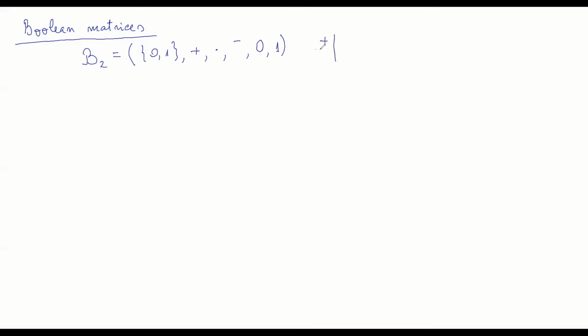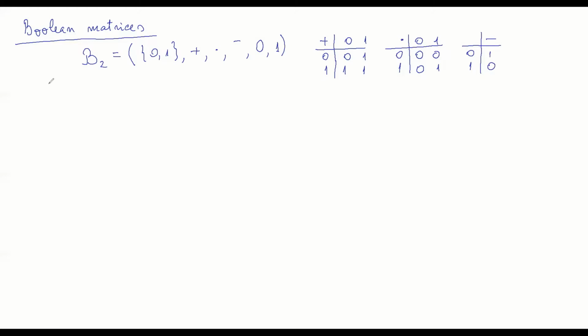So plus was defined as in this matrix, 0 plus 0 was 0, and all the other elements were 1, including 1 plus 1 is equal to 1. The multiplication was defined to be 1 times 1 is 1, and all the other ones were defined to be 0. And the negation was defined to be negation of 0 is 1, and negation of 1 is 0.